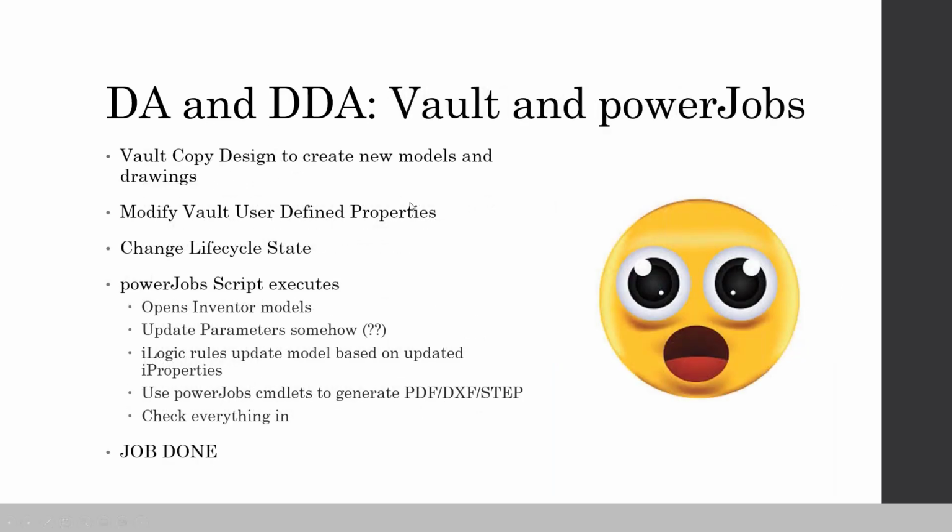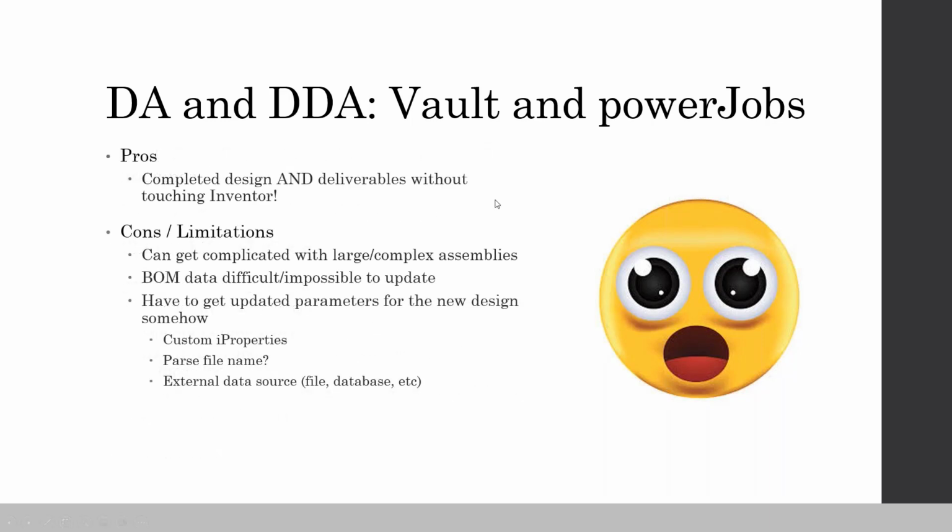And so what I could do is start with a design in Vault, and use copy design, just like I did on that part previously. But rather than ever opening up the model in Inventor, I can change some properties of that document in Vault. I can change its lifecycle state to trigger a job. And then the PowerShell script run by powerJobs opens the Inventor model, updates the parameters somehow, runs iLogic rules, generates DXF and STEP files, and checks everything back in. So that's the example I'm going to show you.